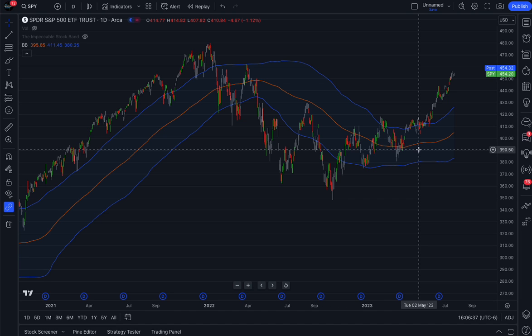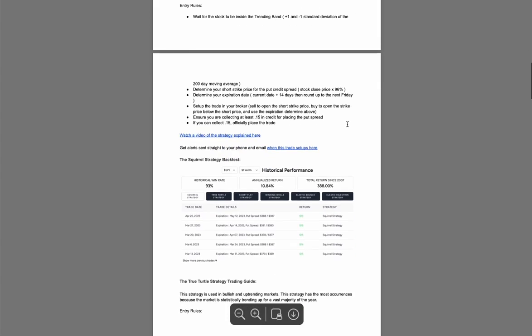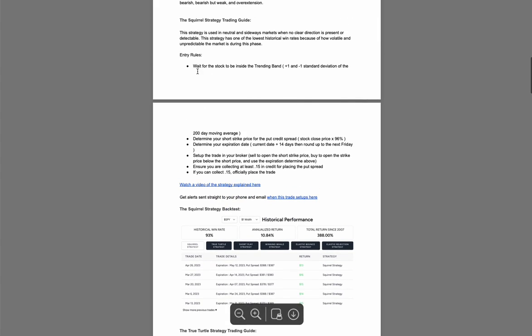Why? Well, because when the market is within this band, it's highly likely mathematically to stay within this range. So we're not seeing a clear trend in any one way. We're seeing up and down movement when it's inside this range. How we're going to trade that is very simply by following these steps. We're going to wait for it to be inside this, which is plus and minus 1 standard deviation of the 200-day moving average line, so we get a close approximation with this.